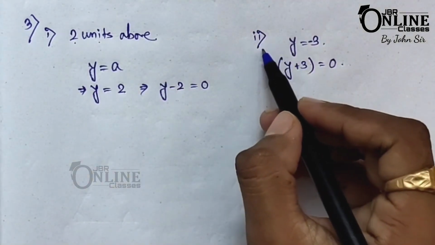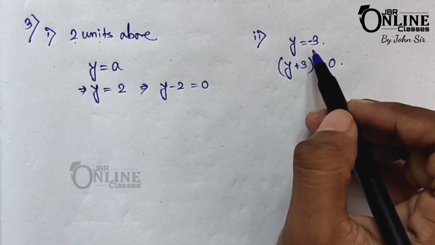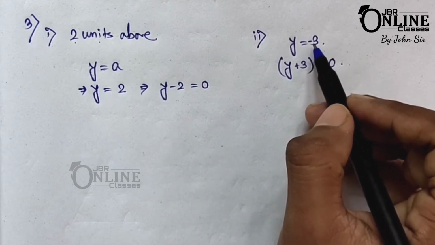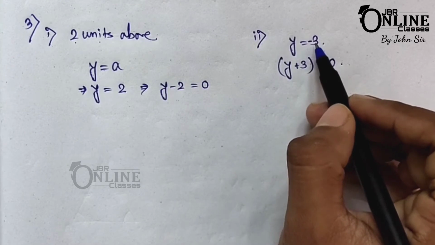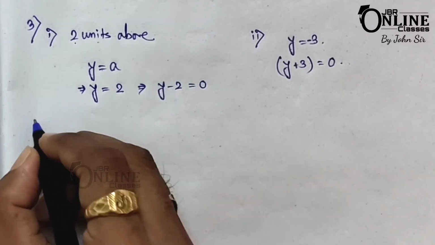Now part 2, where y equal to minus 3, as it says 3 units below. Below means minus, so y equal to minus 3. That means y plus 3 equal to 0. That is the answer.